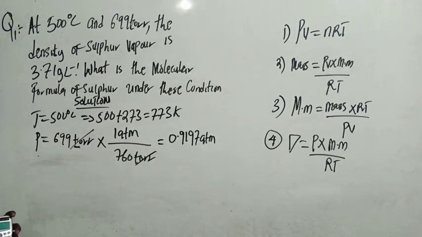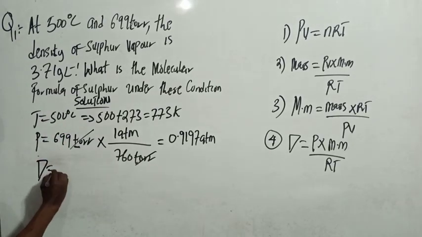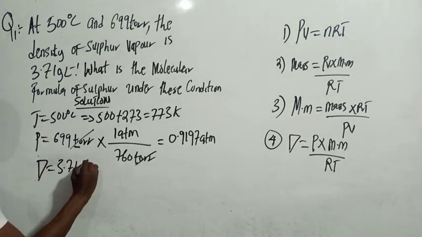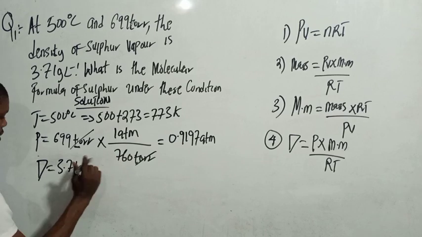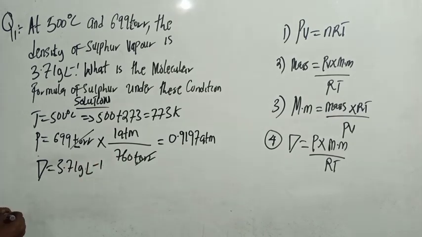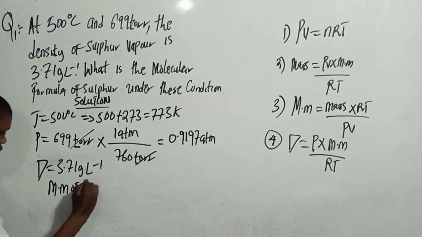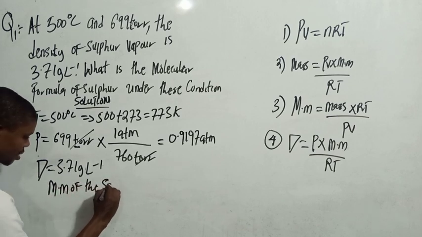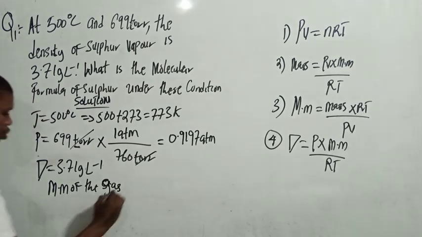The next thing you want to look at is the density given to me. So the density is equal to 3.71 gram per liter. You want to calculate the molar mass of the gas. So this is what I'm looking for.